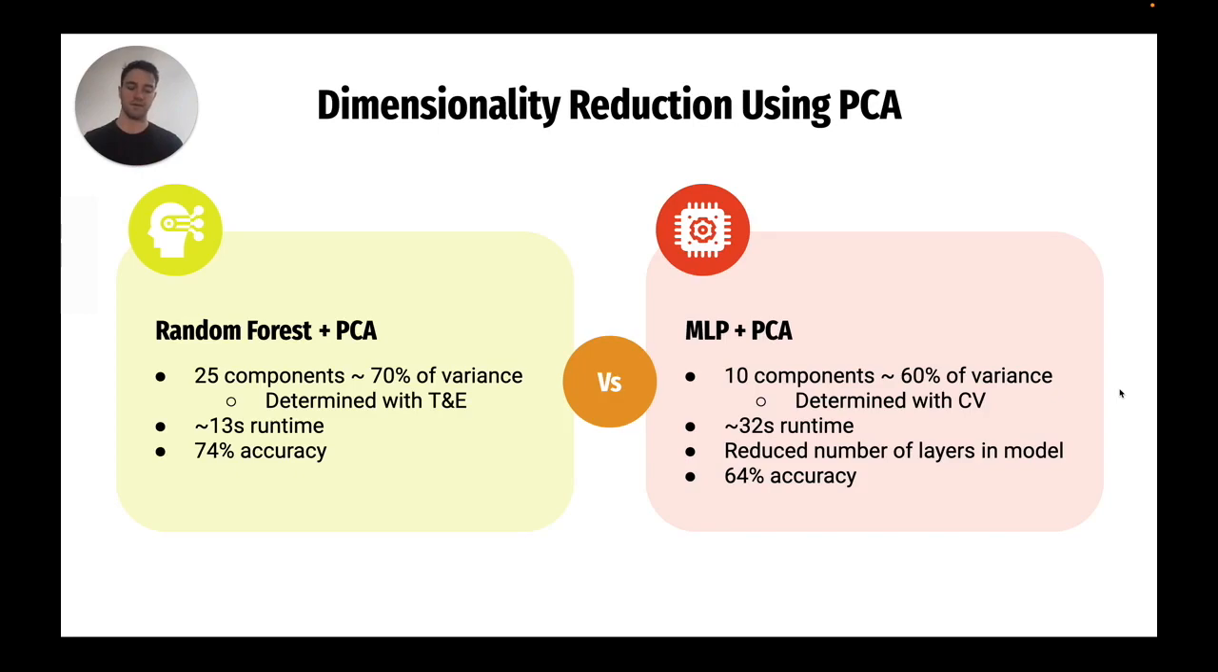So even reducing to 25 components, we still had about a 74% accuracy with this model. But from the original runtime using the full dimensionality of the data compared to the dimensionally reduced data, we went from a runtime of between 40 seconds to a minute to around 13 seconds. So it sped up the classification significantly while still retaining high accuracy.